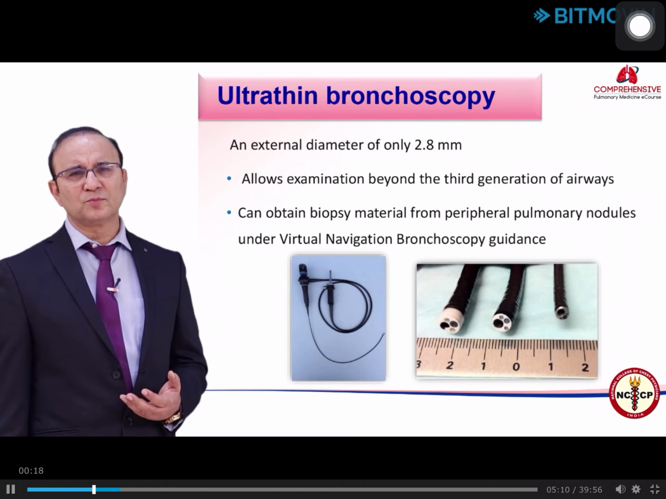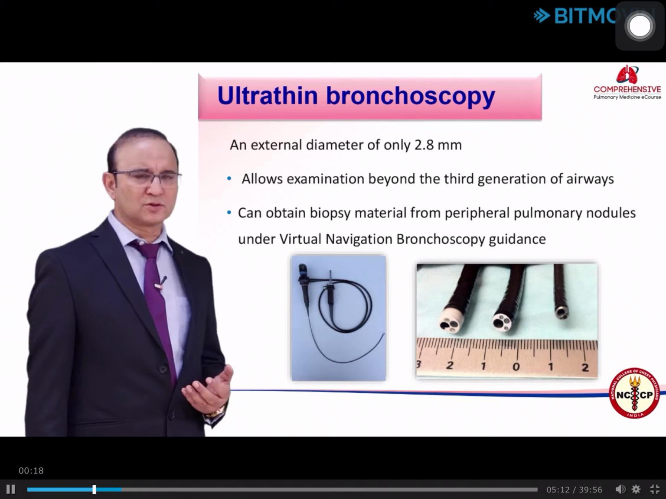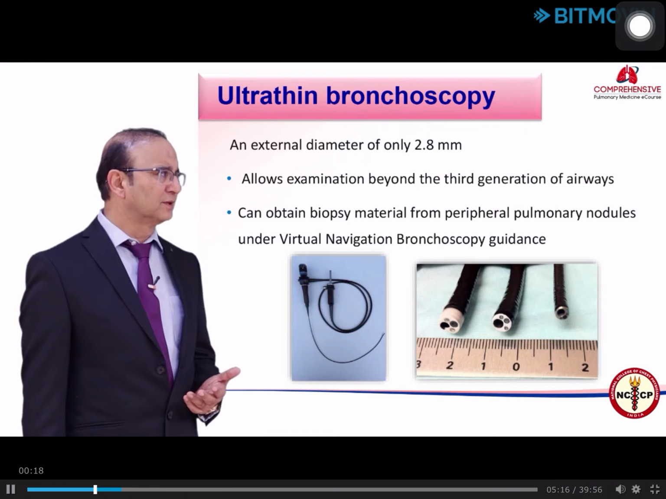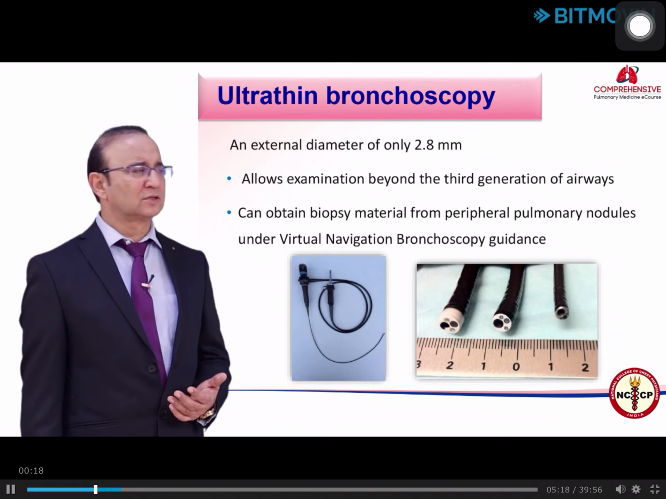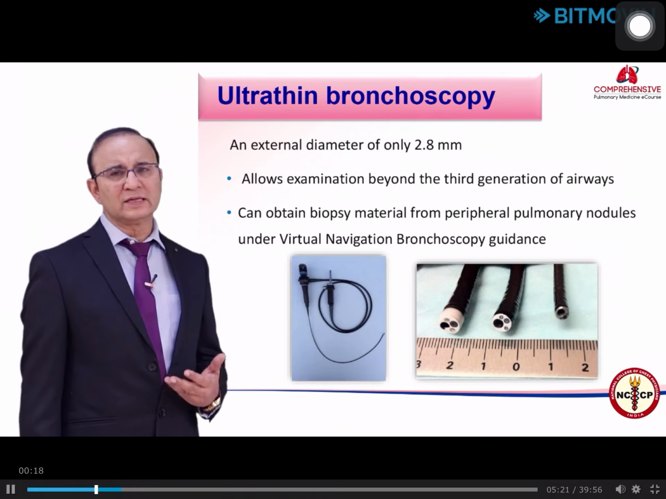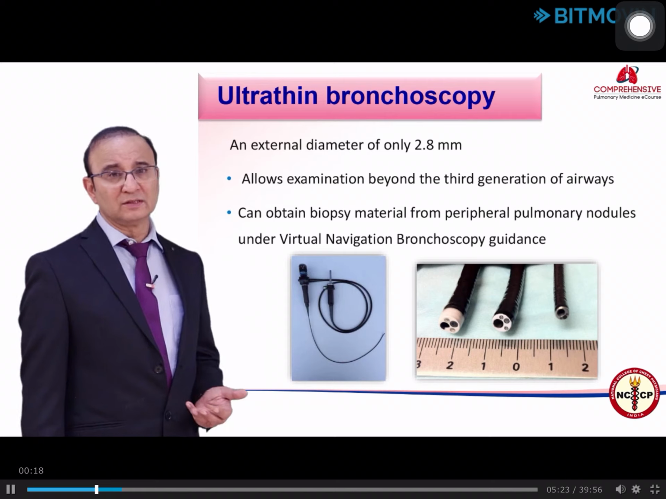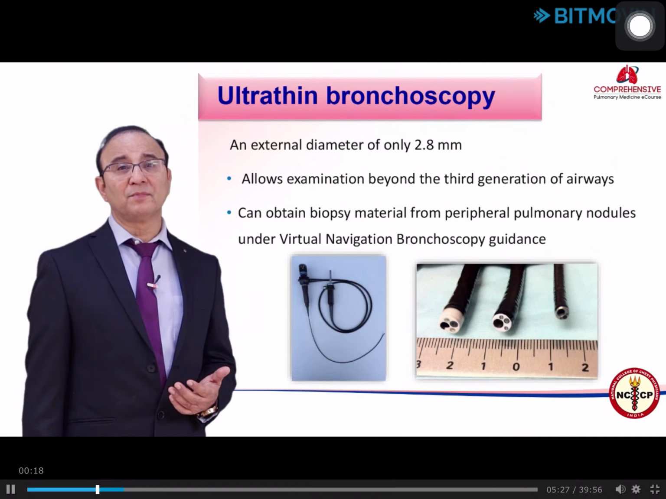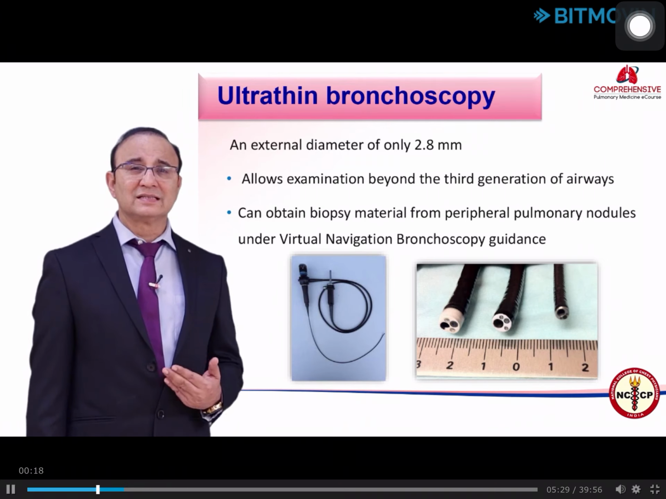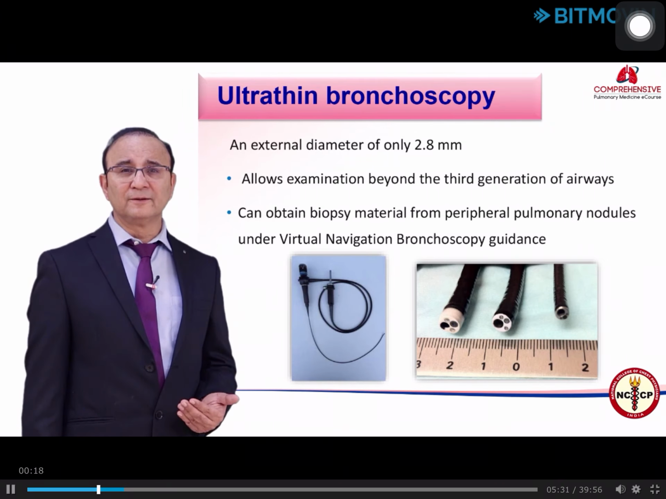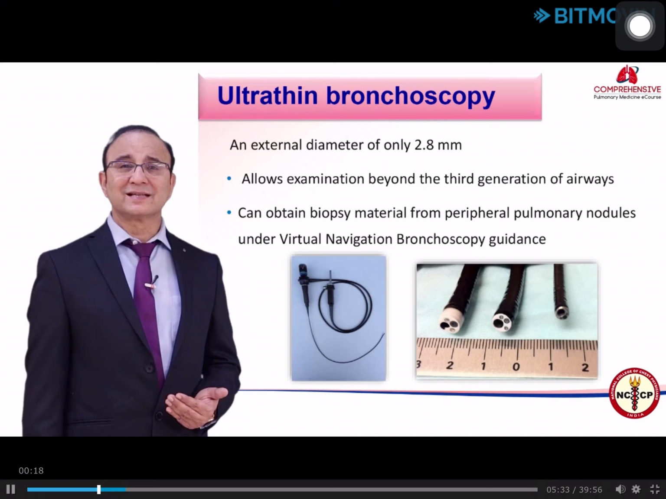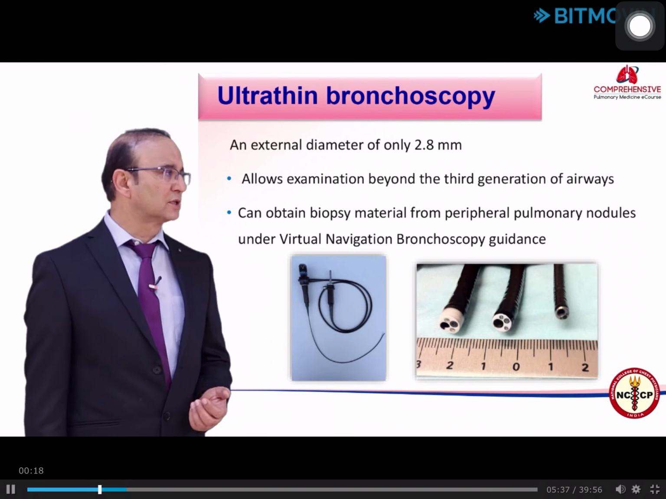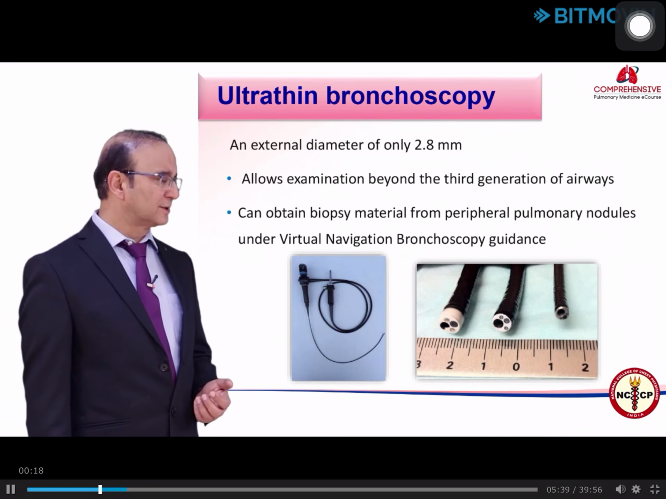Ultra-thin bronchoscopy is performed with a flexible bronchoscope that has an external diameter of about 2.8 millimeters. It's smaller than the regular scope, and allows examination beyond the third generation of airways. It can be used to obtain biopsy material because the working channel is more than 1.7 millimeters, through which you can pass the biopsy forceps to obtain specimens from the lower airways.